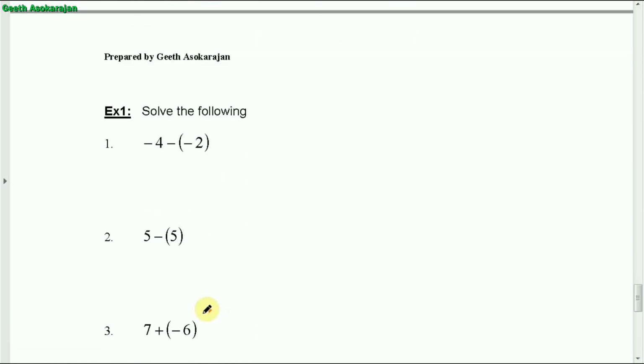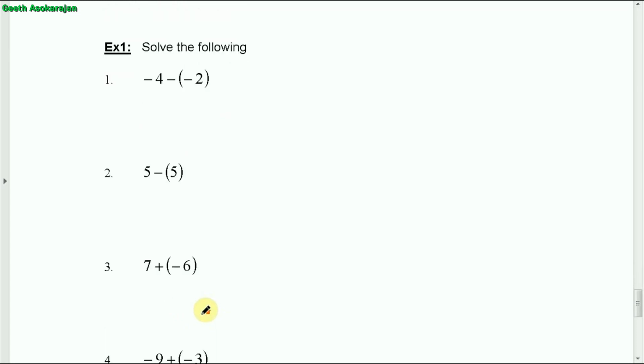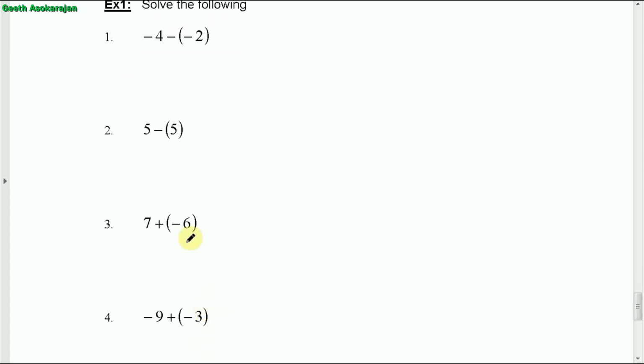Now, some for you to do. Try numbers 1, 2, 3 and 4. I'll give you a few moments and I'll go through the answers soon. Right, for number 1. Minus 4 minus minus 2. So let me write down the solution. So I've got minus 4. Minus times minus is a plus. So it's a plus 2.